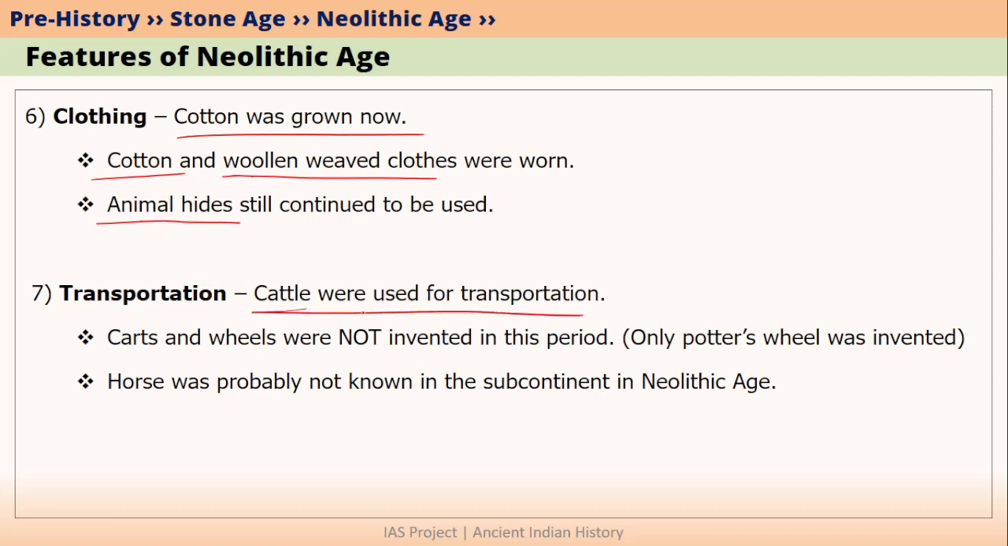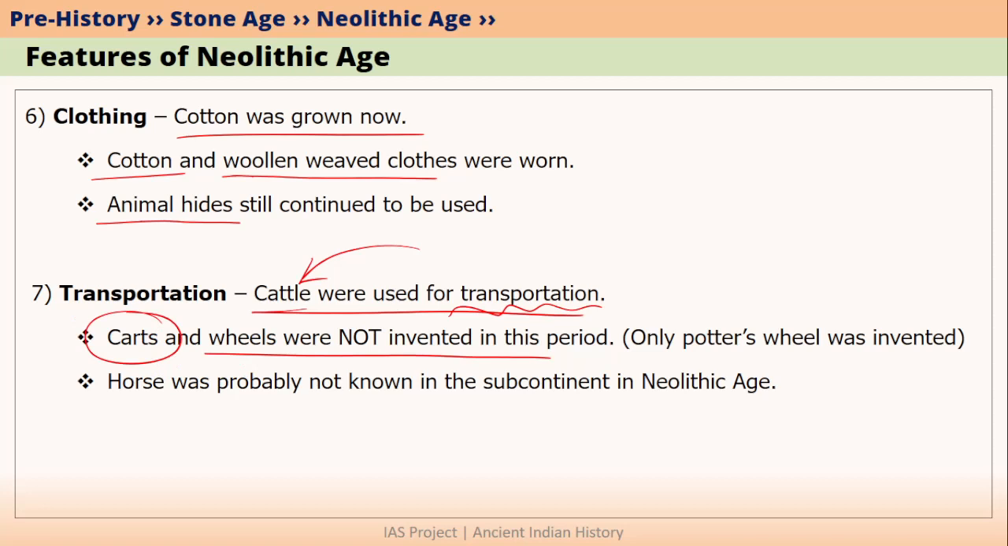Cattle were also used for transportation. They were not only used for getting meat, but they were also used for transportation. However, we must remember that wheels were not invented during this period for transportation purpose. Therefore, we did not have any kind of bullock carts.